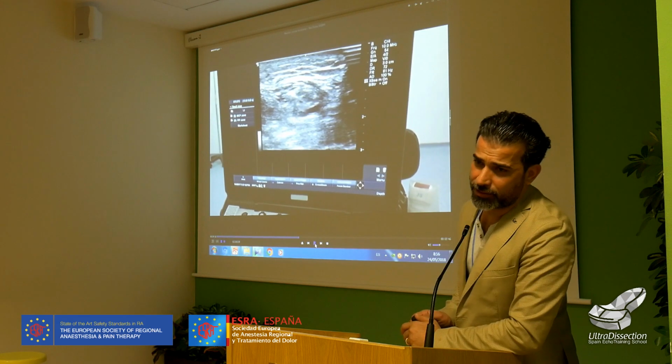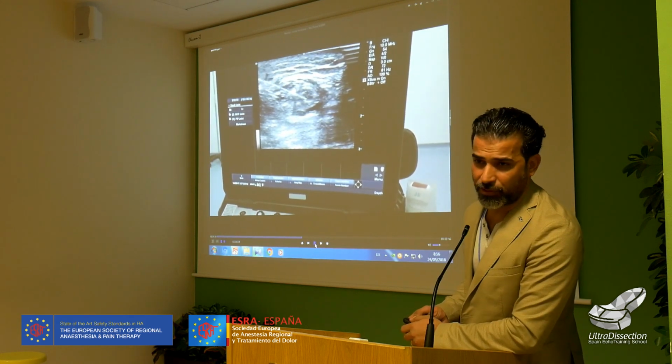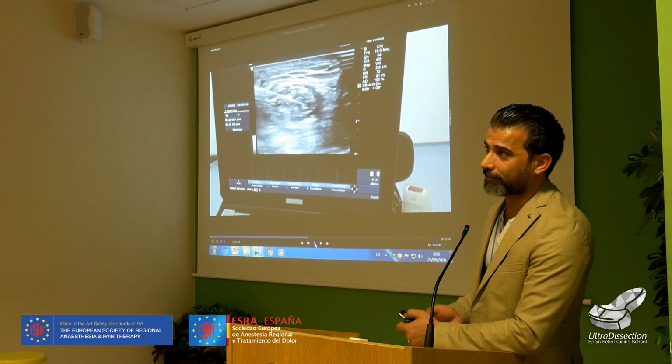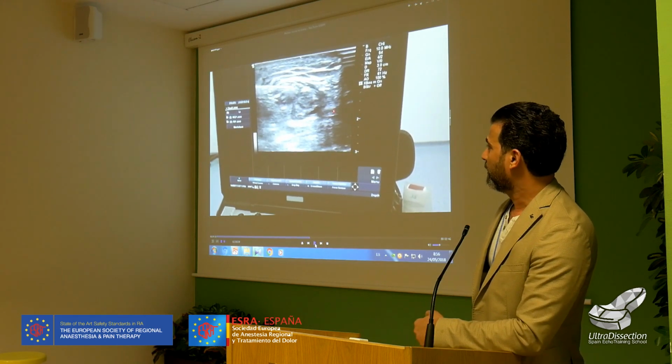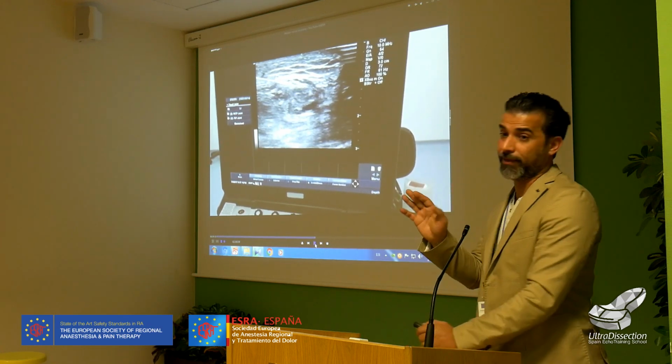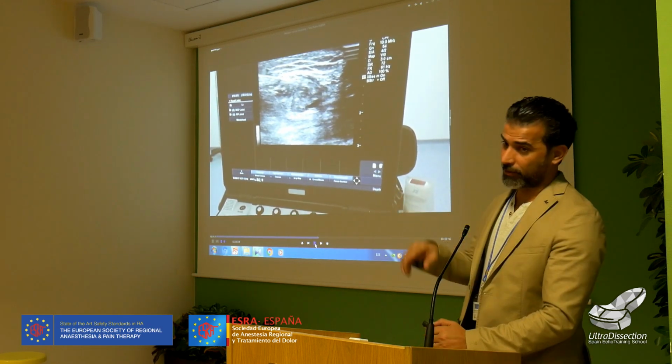The only thing here is that it is a painful procedure. We need heavy sedation, depending on the patient's threshold. But the pain is just from the hydrodissection, when you separate the thickening of the nerve, not from the manipulation of the needle.